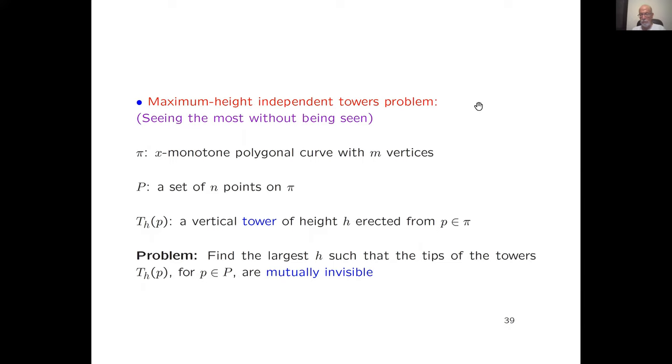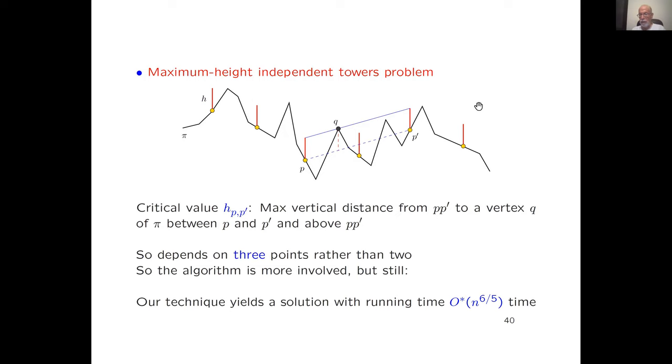And the last one I want to mention is this maximum height independent towers problem that has the nickname of seeing the most without being seen. What we have is a polyhedral terrain, polygonal terrain. This is the one dimensional x-monotone polygonal curve as shown here. And we have a set of points on that curve. And at each point, we want to erect a vertical tower of height h, as shown here. And we want to find the largest value of h so that no pair of towers will see one another. So the towers like privacy. They do not like to be watched by other towers, but they want to see as much as possible, so they have to be as high as possible.